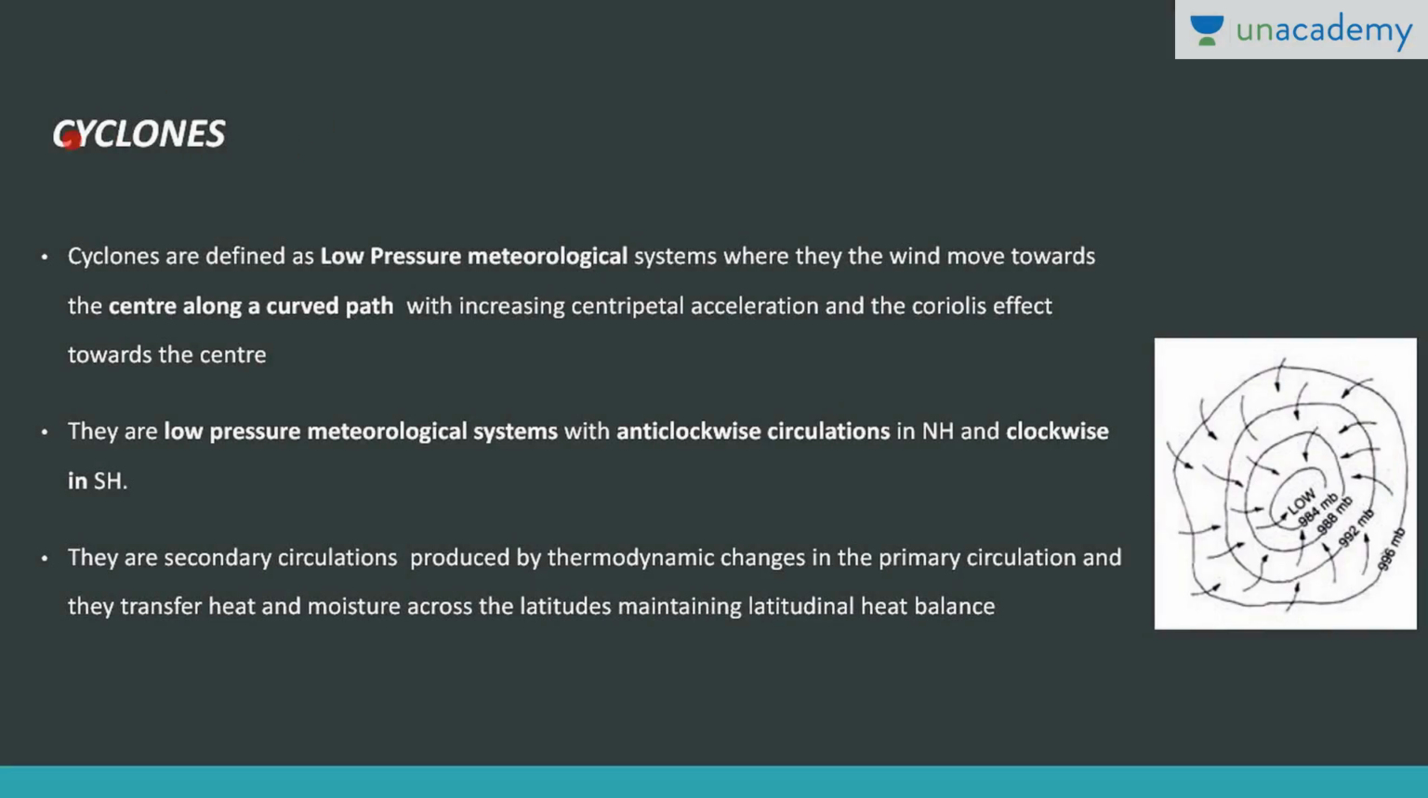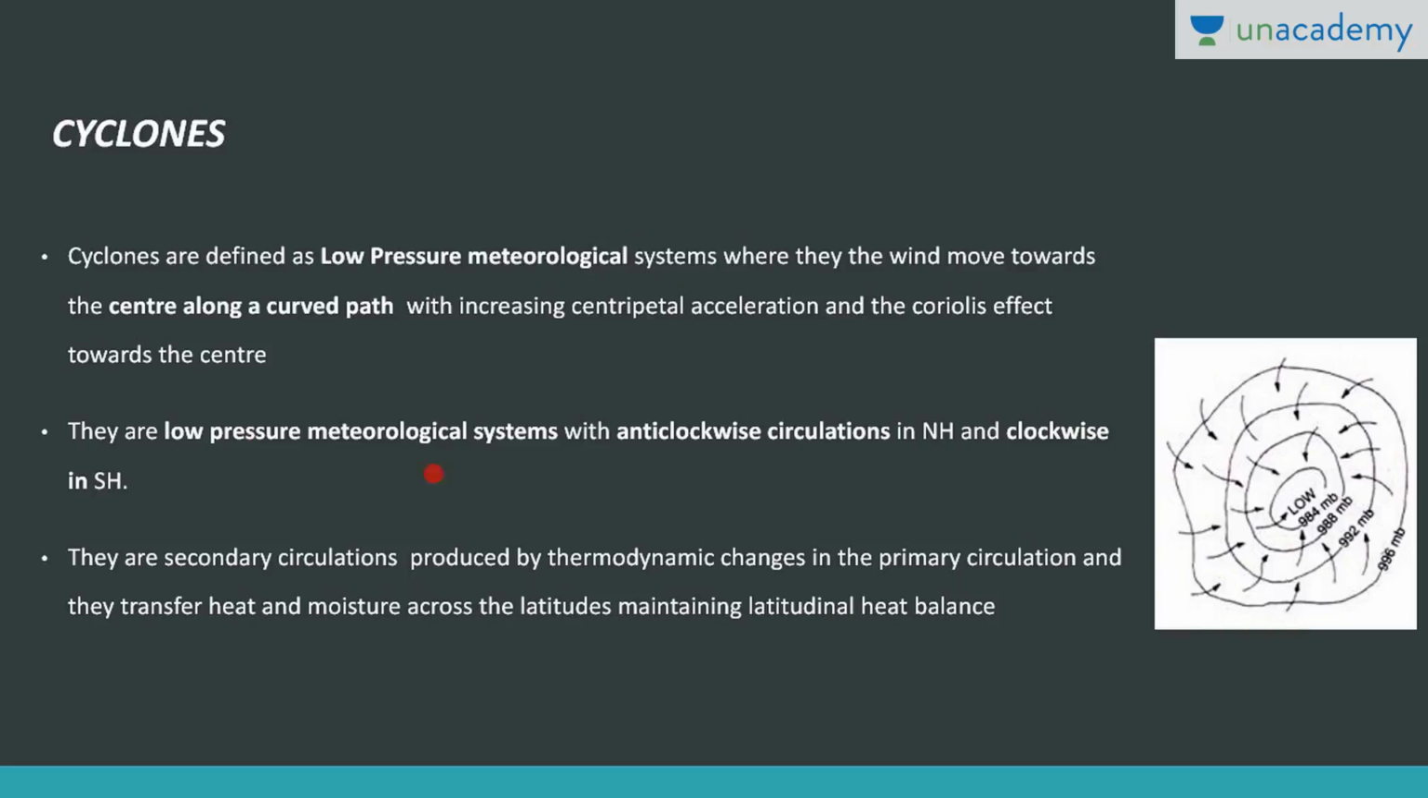Now, what are cyclones? Cyclones are low pressure meteorological systems where the wind moves towards the center along a curved path. You can see in this diagram that the winds are moving towards the center, that is the low pressure, along a curved path with increasing centripetal acceleration and the Coriolis effect towards the center. So Coriolis force is required for the development of a cyclone.